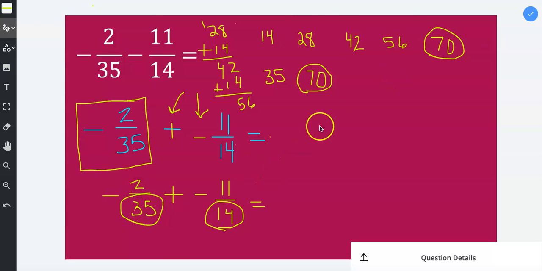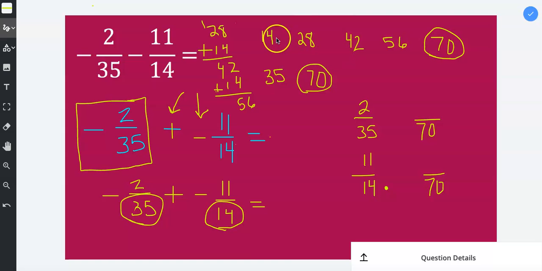So I'm going to start by writing the 2 over 35. And then I'll record the 11 over 14. And then I'll record my new denominators over here. So I'm changing them both so that they have a denominator of 70. 14 times what gives you 70? Well, if you're not sure, go ahead and count your multiples. 1 14, 2 14s, 3 14s, 4 14s, 5 14s made 70. So I multiply by 5.